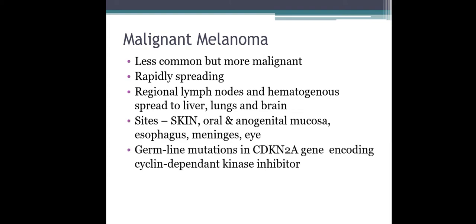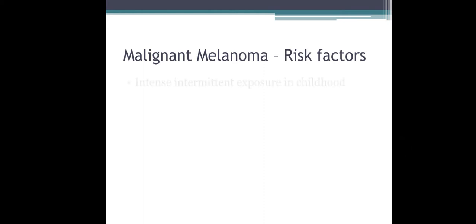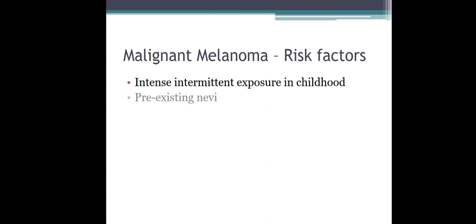And for the germline defects, mutation in the CDKN2A gene is one of the common genetic mutations. Mutation of PTEN is another mutation. Another thing, P53 deletion is uncommon here. Another common mutation described is the BRAF mutation, B-R-A-F, which is also commonly seen in malignant melanoma. Now, what are the risk factors of melanoma? One is intense intermittent exposure to sunlight in childhood, and pre-existing nevus.